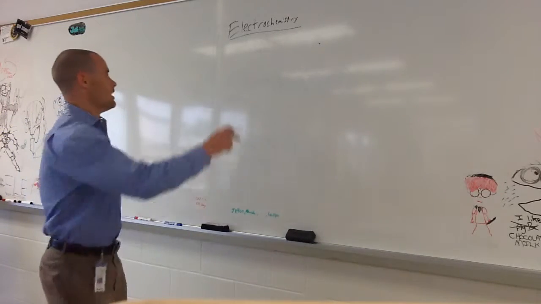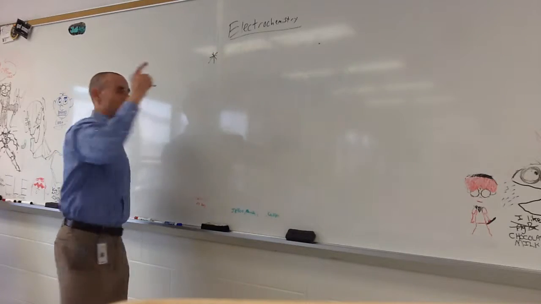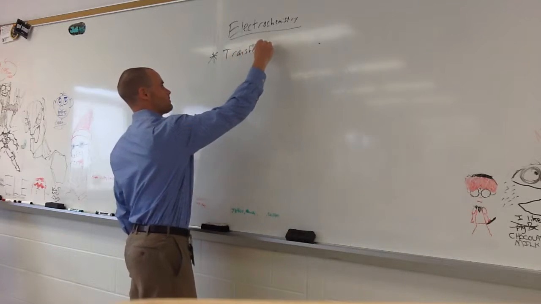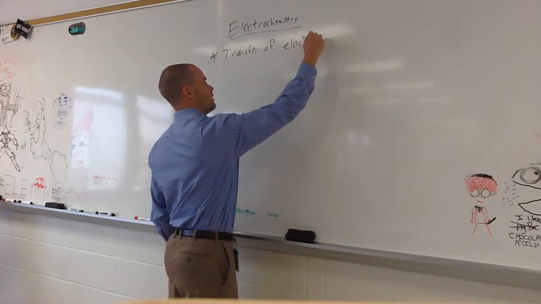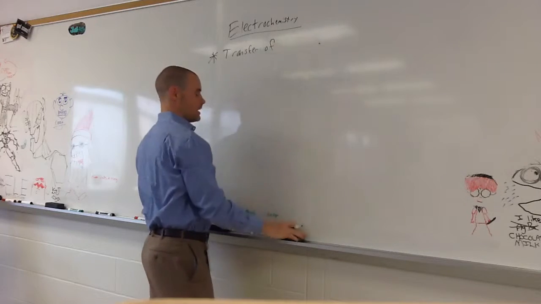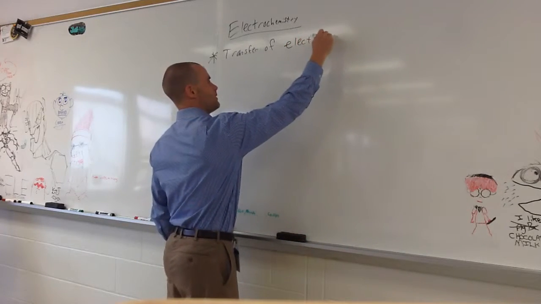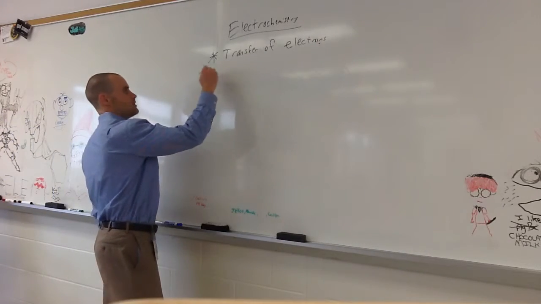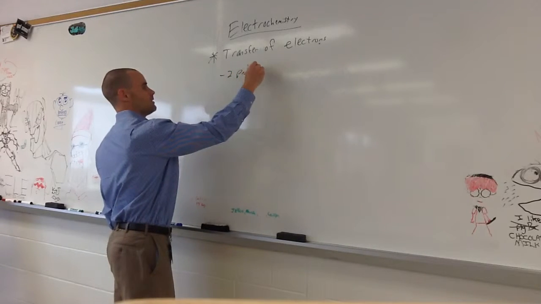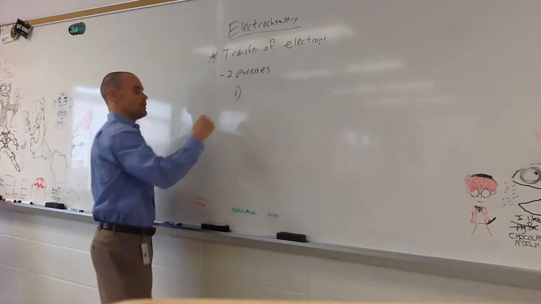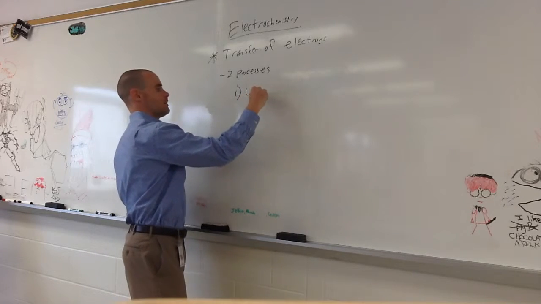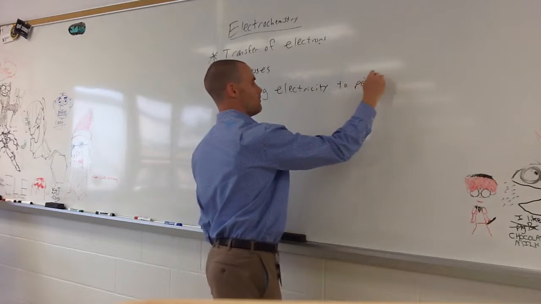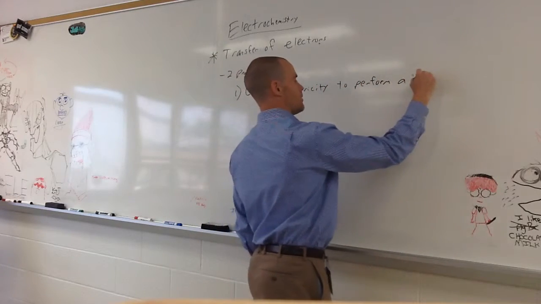I don't know. All right, so electrochemistry. Here's the deal. The most important thing to understand about electrochemistry is it deals with transfer of electrons. Transfer of electrons. And there are two types of processes in electrochemistry. The first one is using electricity to perform a chemical reaction.